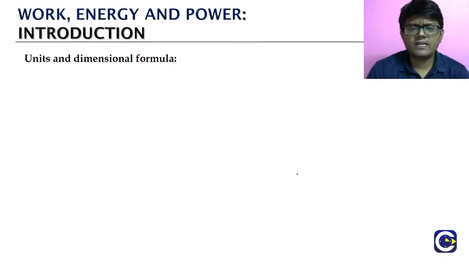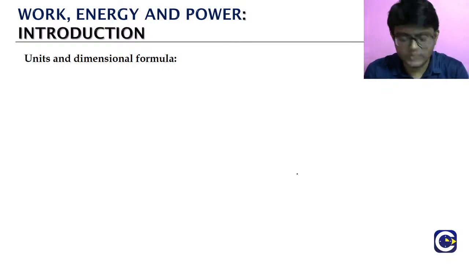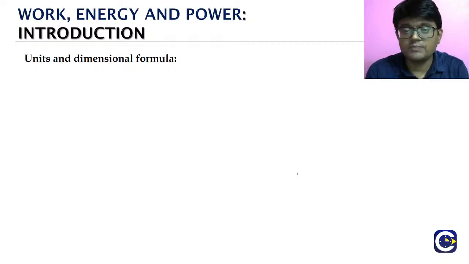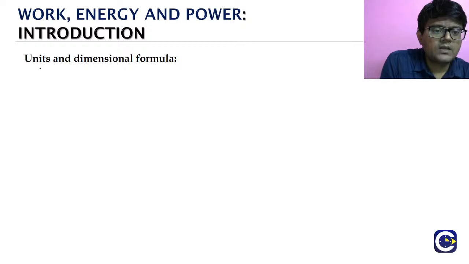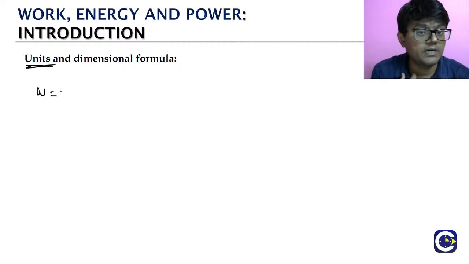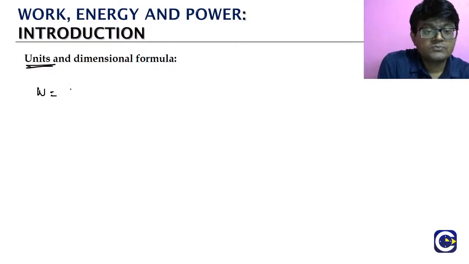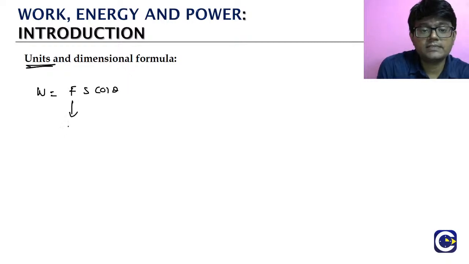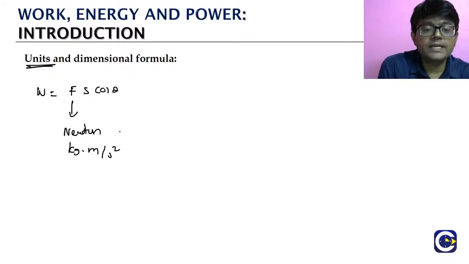Now whenever we talk about any physical quantity, we always have to keep one thing in mind. We should look at what the units of that particular physical quantity are and what the dimensional formula is. In this case we have talked about the work done by a constant force. What is the formula for this? It is F into S into cos theta. Force, what is the SI unit? Newton or kg meter per second square. Into S, which is displacement, so it is meter.